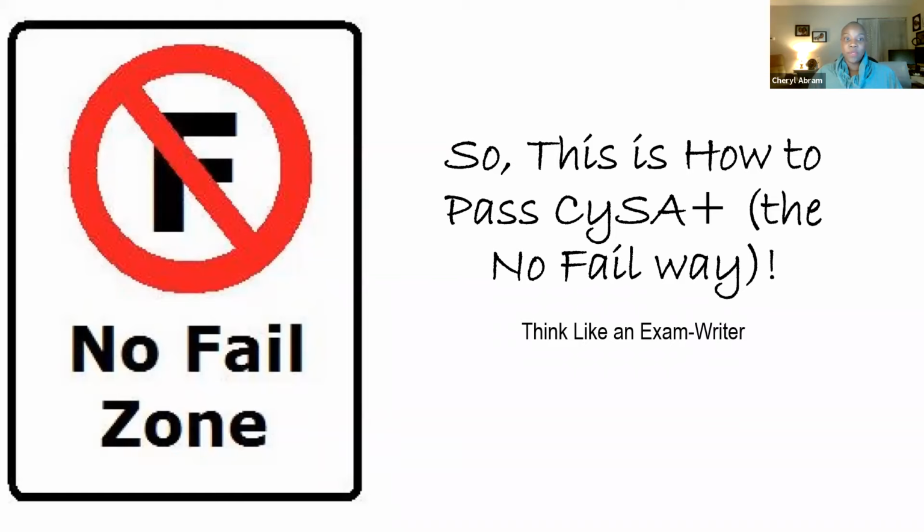All right. So this is how to pass CISSP Plus, the no-fail way. You are going to think like an exam writer. So in cybersecurity, we say a lot how you think like a hacker. And you're not really doing that. What you're really doing is basically doing what they do. Because there's a lot that goes into thinking that you're not doing when you're trying to think like a hacker. But that's neither here nor there. What we're going to do is follow the same procedures and the types of things that exam writers do so we can pass this exam.